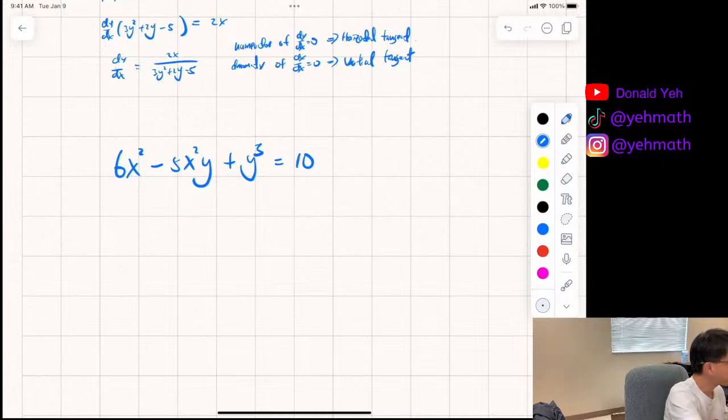So it's only the numerator equal to 0? It's a horizontal tangent in the implicit derivative. Because if the numerator is equal to 0, the entire thing is equal to 0, because 0 divided by anything is 0. If the denominator is equal to 0, two things can happen.